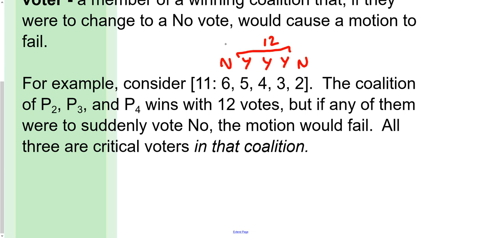Now, what if this guy over here, this no, let's say that he was a yes as well. Now, in that case, he's not a critical voter because he wasn't needed to pass this motion. Yes or no, he wasn't needed. Same thing with this guy. Yes or no, he wasn't needed either.